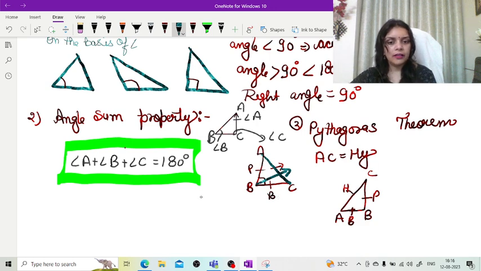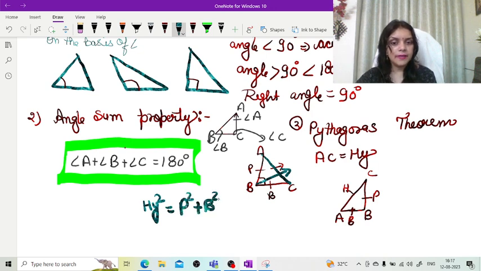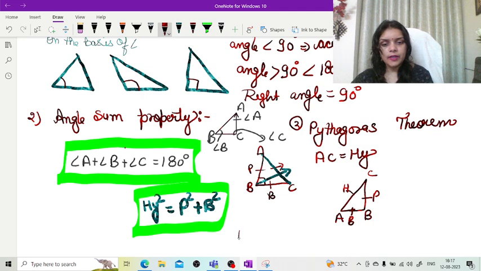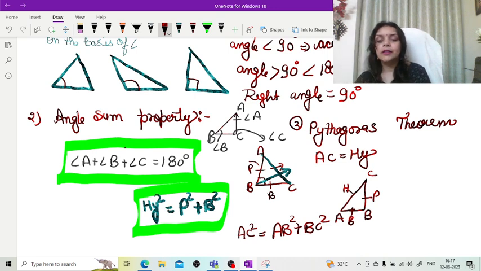So now, according to Pythagoras theorem, hypotenuse square will be equal to perpendicular square plus base square. This is the hypotenuse. Pythagoras theorem, the third theorem. So according to this theorem, the value of hypotenuse is AC square, right? Here perpendicular is AB, so AB square plus BC square. This is only the Pythagoras theorem, right?